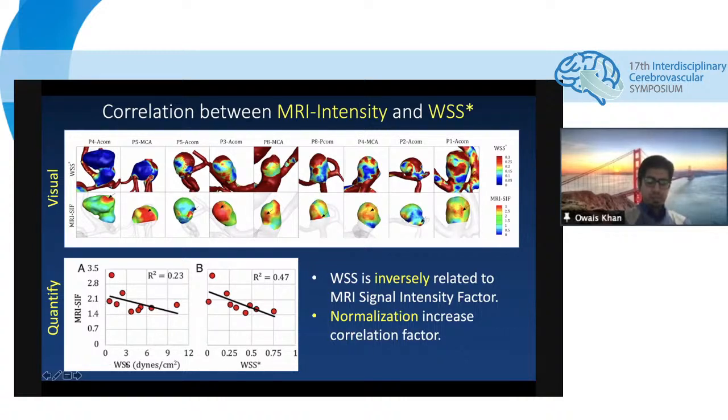Now, what I did was I then quantified the sac average MRI signal intensity and compared it to wall shear stresses, both normalized and non-normalized, and I could see the inverse correlation. It was weak when I used dimensionalized units, but when we non-dimensionalize it, we can see that this correlation increases. It's not very strong, but at least we see a trend that shows that MRI signal intensity correlates with normalized wall shear stress, or inversely correlates with wall shear stress.